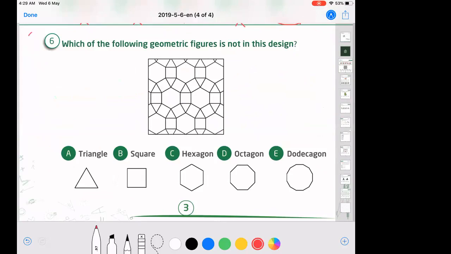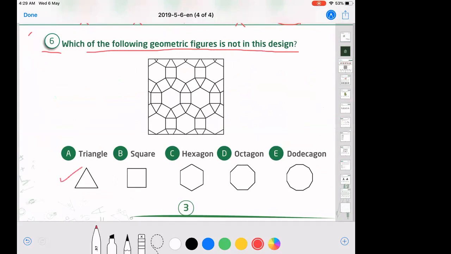Hello, my friends. Here's question number 6 in Kangaroo questions 2019, 5 and 6. Question 6: which of the following geometric figures is not in this design? Which one of these is not in our design?